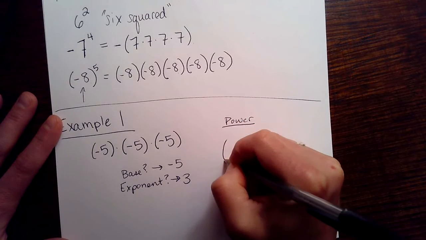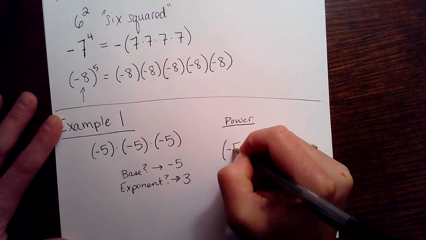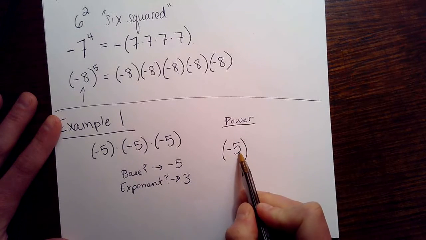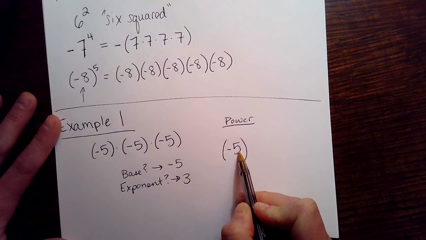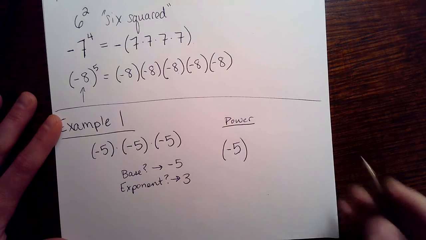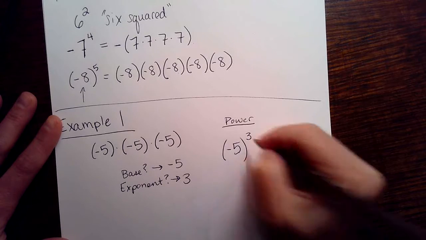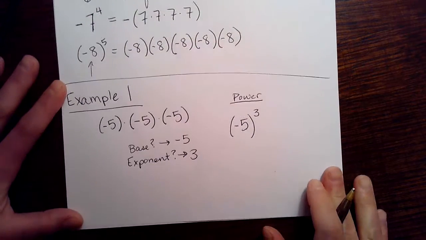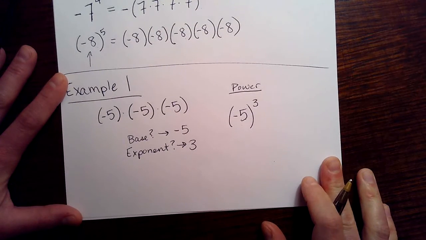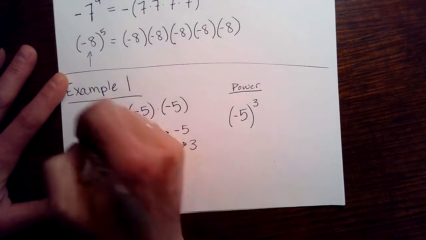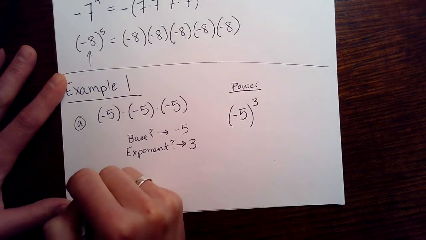So our power is the base as a full large number. Notice, since the base is -5, I put parentheses around that base. And the exponent is called a superscript. It's a small number up to the right-hand corner. Why don't you try one? Let's try another one. This is example 1b.